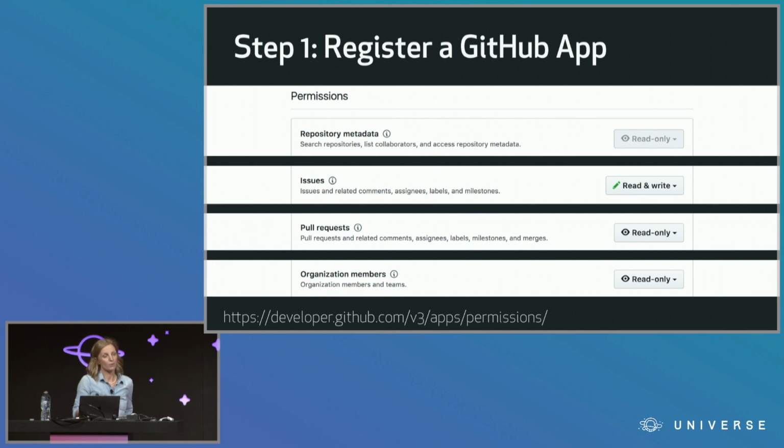The next part of the form you would fill out is to select what permissions your app would need. So for the kind of workflow examples we've just looked at, these are the permissions we'd need. You'd be able to see metadata about the repository for free. We would like to be able to read and write some issues, but only read pull requests and also read information about the members in the organization.